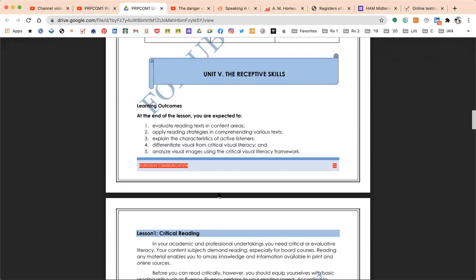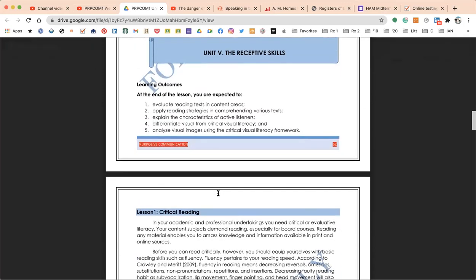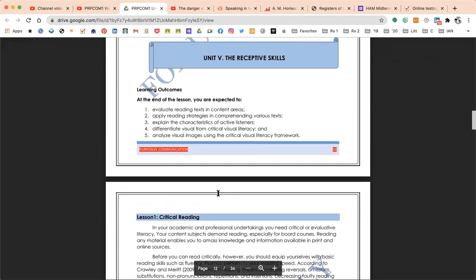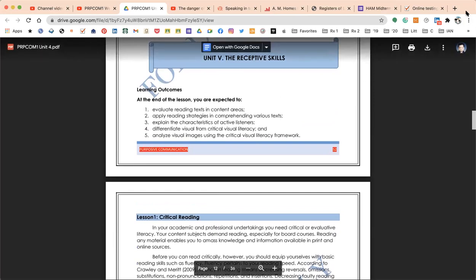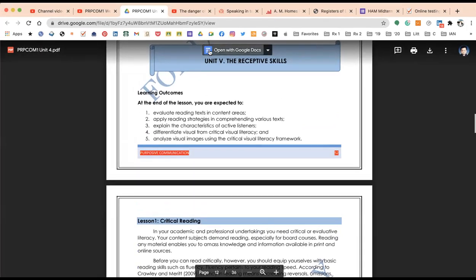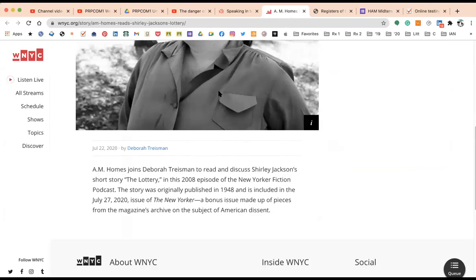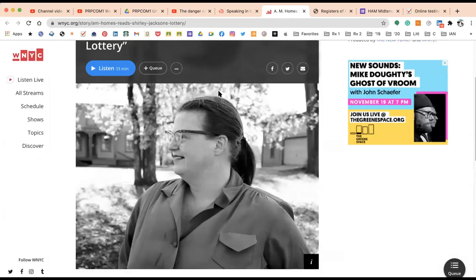And you had your receptive skills. So remember for your midterm reading, I asked you to go over The Lottery by Shirley Jackson. So you were supposed to have read that. If you haven't, now's the time for you to read that because there are some items that are taken from there. So go back to the links that I sent you and read the story.